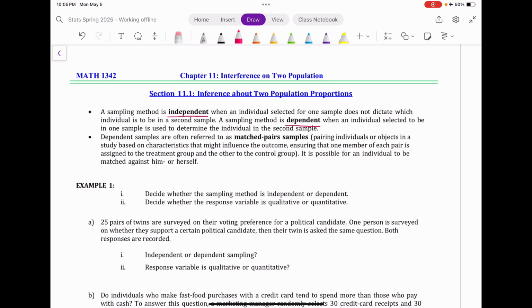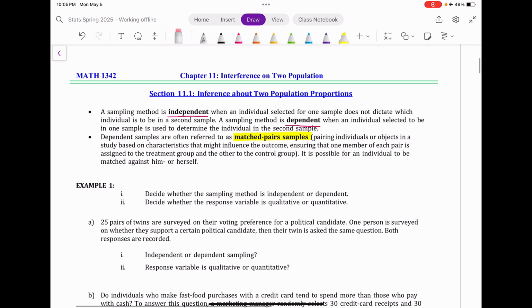And so similar to that, when we're looking at independent sampling, this means that an individual selected in one sample does not dictate who will be chosen in the second sample. And the opposite is true for dependent sampling. So if an individual is selected and it affects who's chosen in the second sample, then we call that dependent sampling. Oftentimes we use something called matched pairs samples when we're doing dependent sampling.